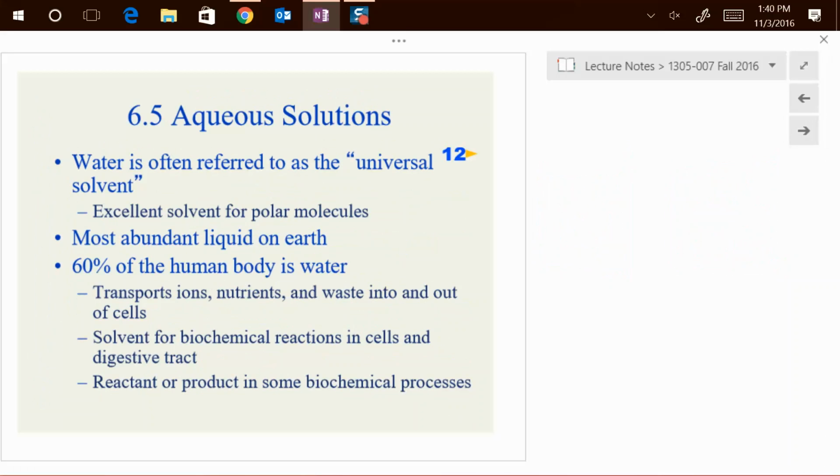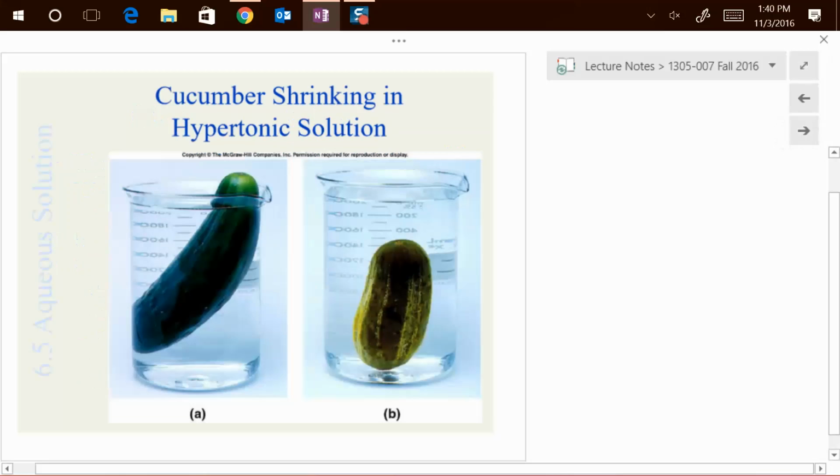All right, aqueous solutions. So aqueous solutions are water solutions. Water is the most abundant liquid on Earth. 60% of our body is water, and our blood, because it transports all of the ions, dissolves everything in it and gets it to where it needs to go, including all the gases like the carbon dioxide.